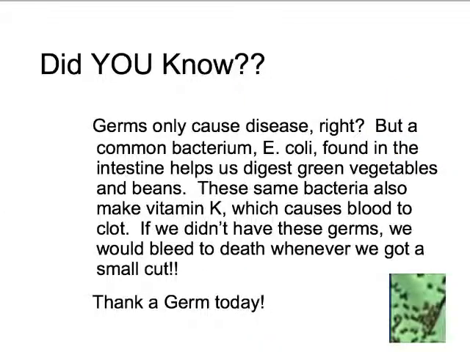Here's a little random factoid for you. Did you know that germs don't just cause disease, right? We have a common bacterium, E. coli, found in our intestines that helps us digest green vegetables and beans. And this same bacteria, like I was talking about, also makes vitamin K, which helps us to clot blood. So if we didn't have these germs, we wouldn't be able to clot blood as easily, and we could bleed to death. So thank a germ today for helping you be able to clot your blood.